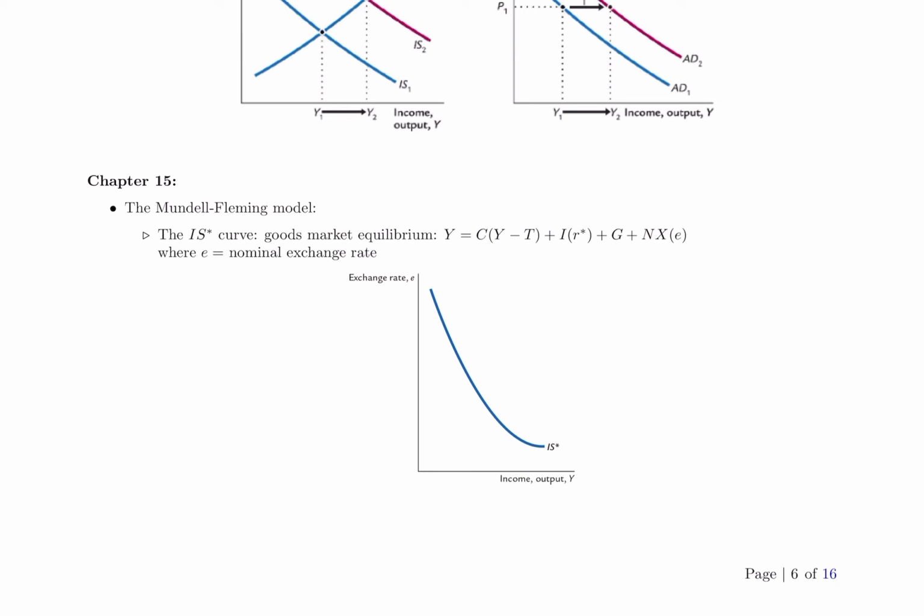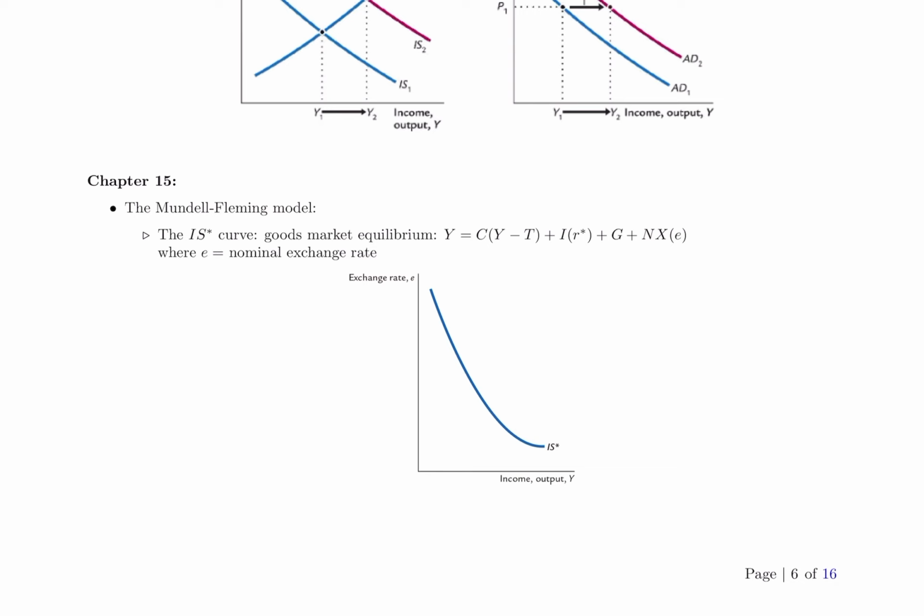Y equals consumption, a function of Y minus T, plus investment, a function of R star, plus G, plus NX, a function of E. Output Y depends on consumption, investment, government spending, and net exports. The nominal exchange rate E influences net exports.